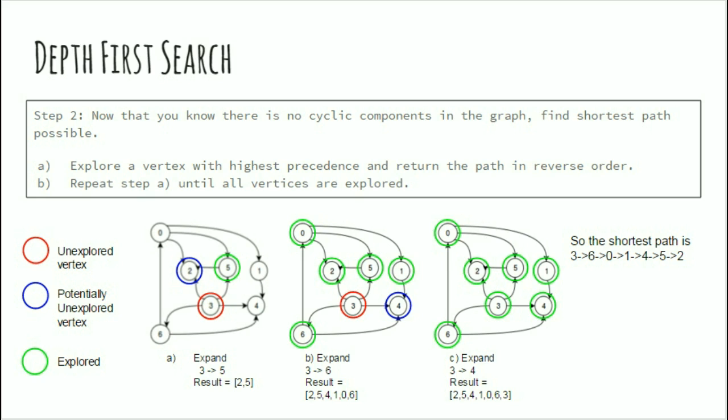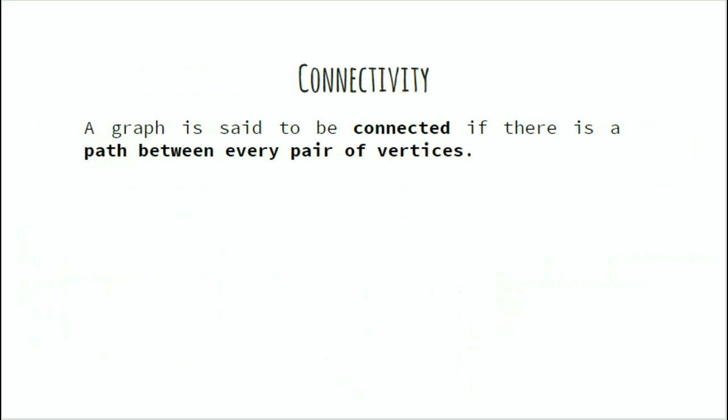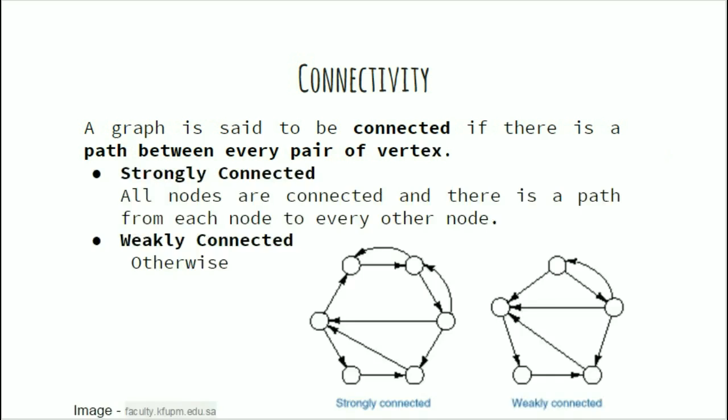Alright, that's it. Now let's move on to another topic, connectivity in graph. A graph is connected when there is a path between every pair of vertices. In a connected graph, there are no unreachable vertices. A graph with just one vertex is always connected. A graph is said to be strongly connected if all of its nodes are connected and each node is reachable from every other node, otherwise that connected graph is known as weakly connected graph.